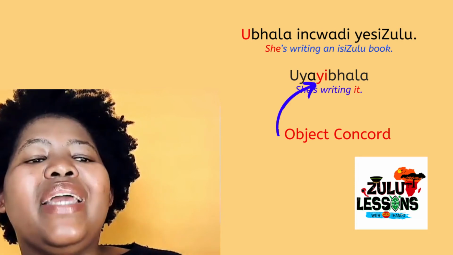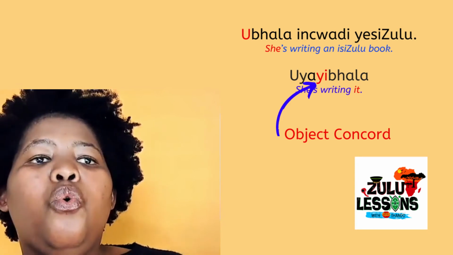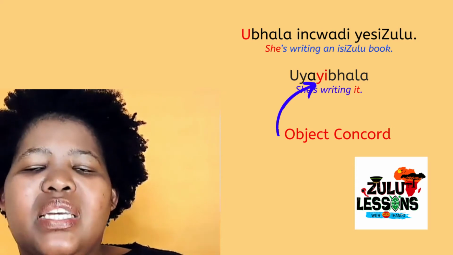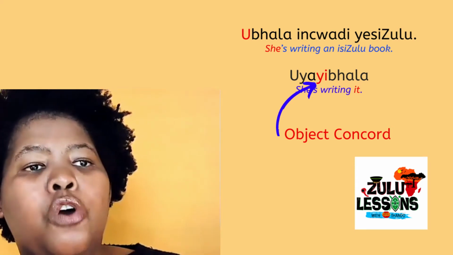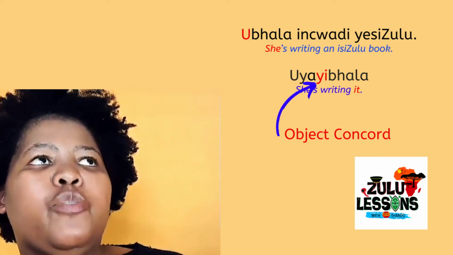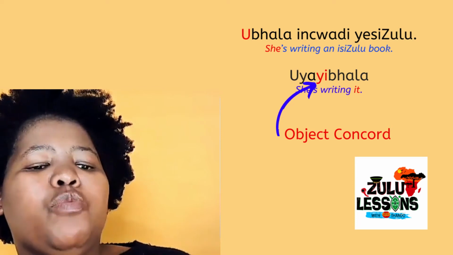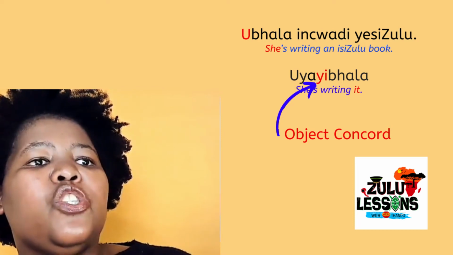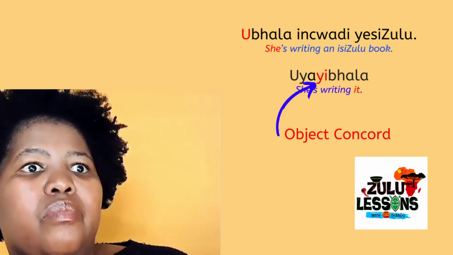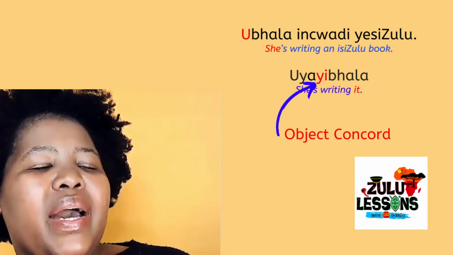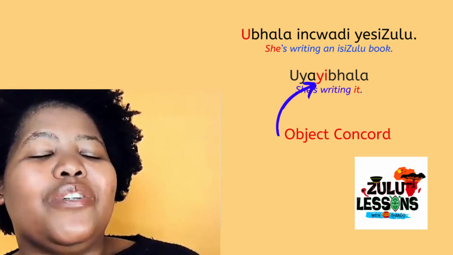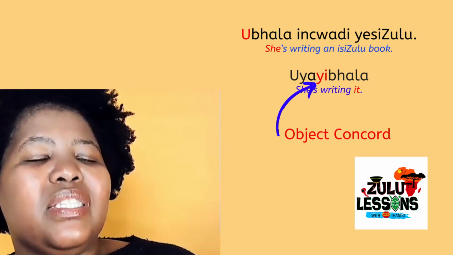So uyayibhala, uyayibhala. She's writing it. You can also, for emphasis, say the actual object again, the actual noun of the object. So you can also say, she is writing it, incwadi. So uyayibhala incwadi. This sounds funny in English because it's like I'm saying she's writing it, the book.